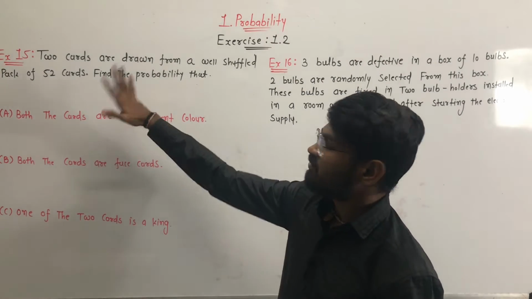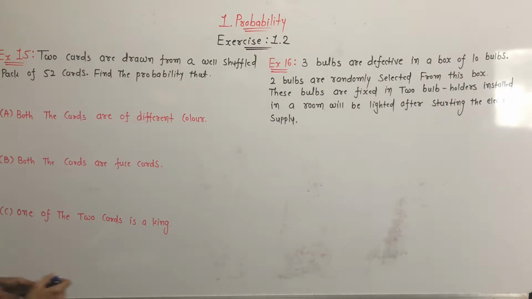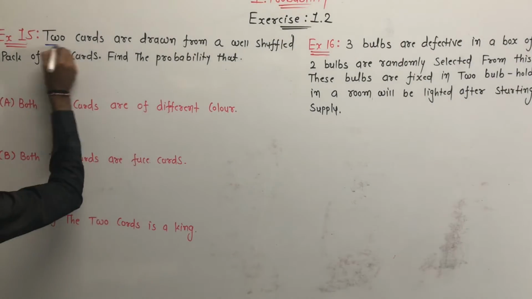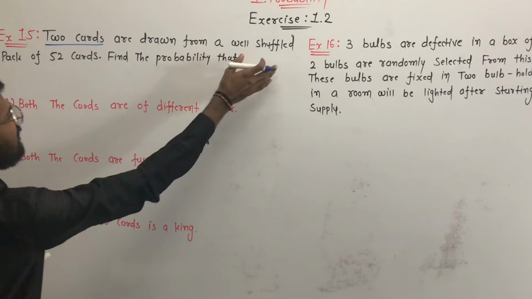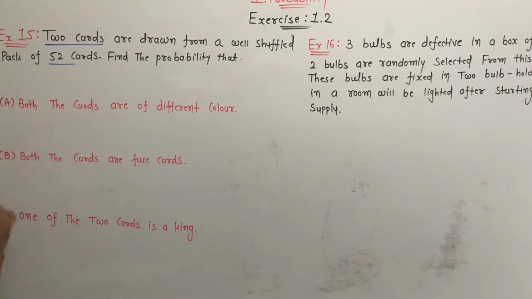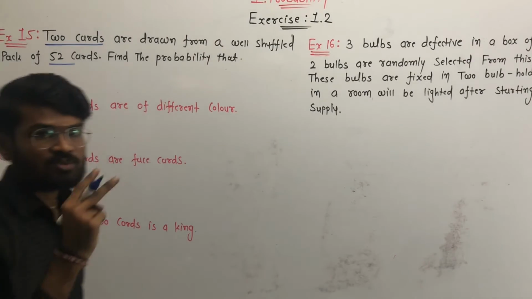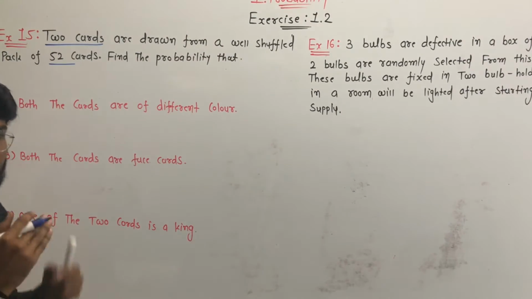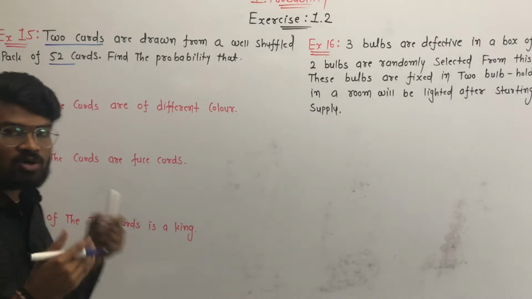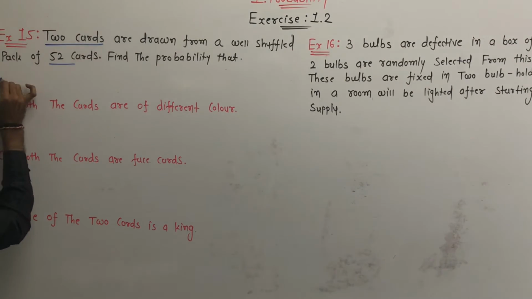Now we come to example 15. Two cards are drawn from a well shuffled pack of 52 cards. We have to select 2 cards out of the 52 cards. Find the probability for these 3 events. First of all we have to find the number of possible outcomes.